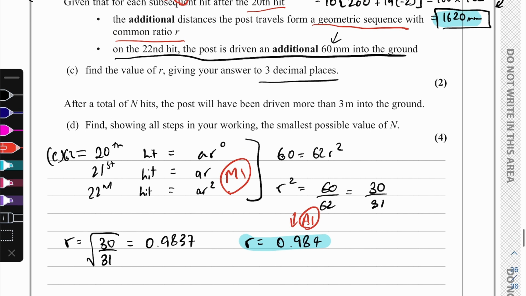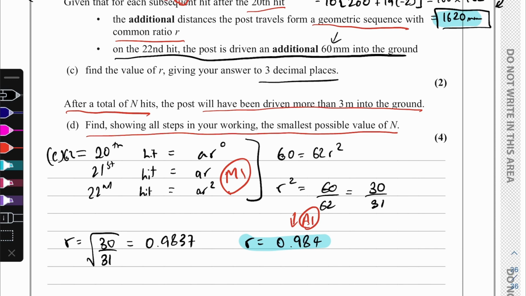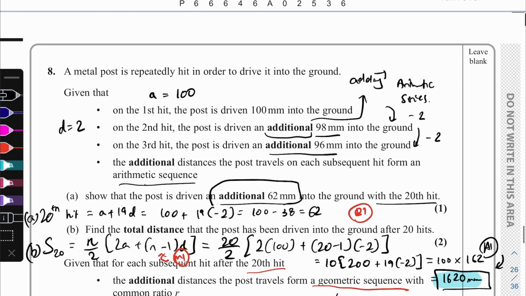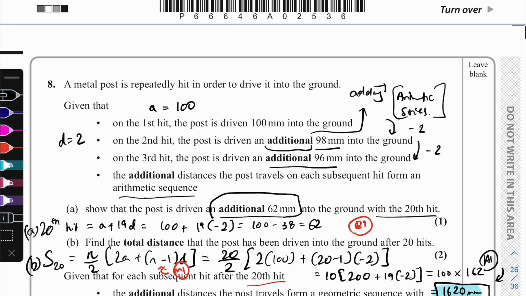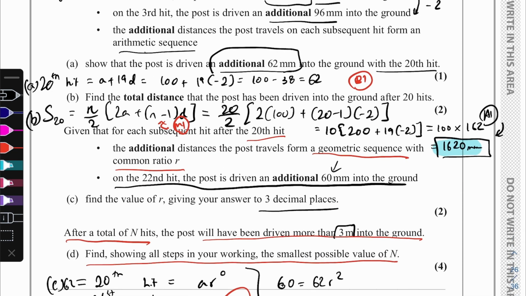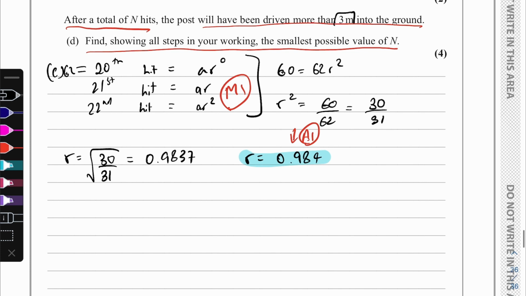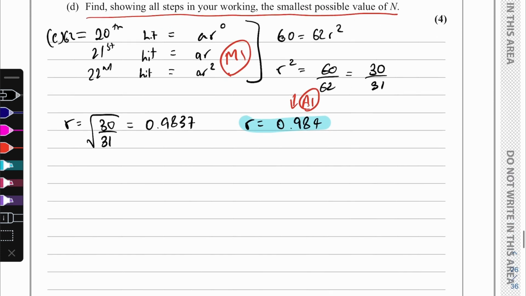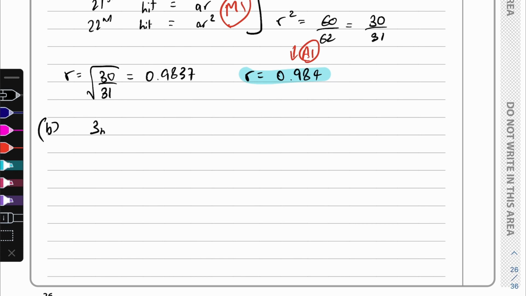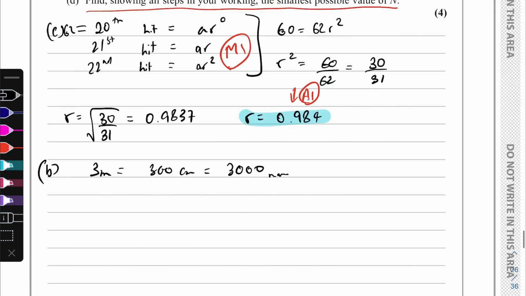Now it says, after a total of n hits, the post will have been driven more than 3 meters into the ground. Showing all the steps in your working, find the smallest possible value of n. Now, to understand this, we can't work with 3 meters, can we? Because they're asking about totals now. There are 2 sets of sequences. There is the arithmetic sequence up till 20. Then we have another sequence that's geometric that's going to continue till 3 meters. So, part B, 3 meters is equal to 300 centimeters, which is equal to 3000 millimeters.